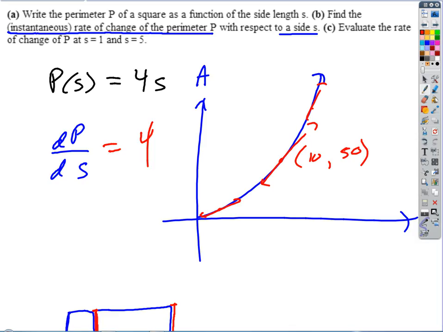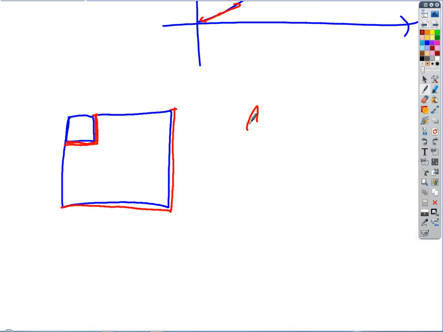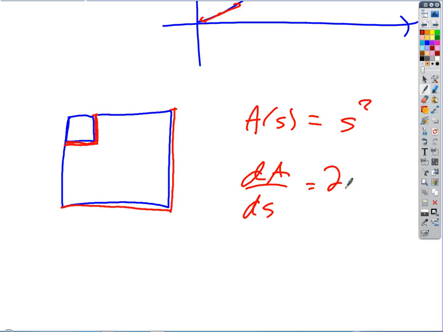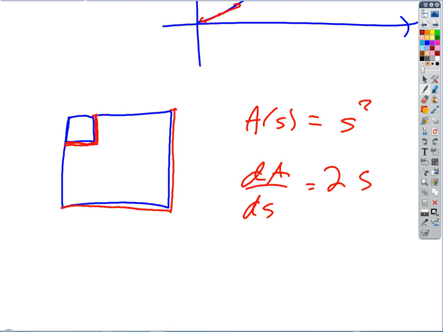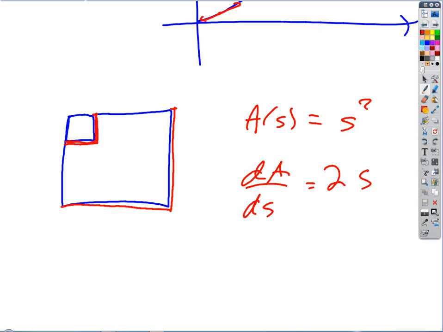Okay, so does that make sense? We just differentiate that. That's the answer to this one. And then if we wanted to evaluate that rate at 1 and 5, there's no s in our answer. Now, area would have been a better choice. If we were dealing with area on this one, area as a function of side length would have been s squared. And so dA, the rate of change of area with respect to a change in side length, would have been 2s, and that would have actually changed. That would probably have been a better example to use. When we evaluate that at 1 and 5, I would have gotten 2 and 10, so it would have made a difference.